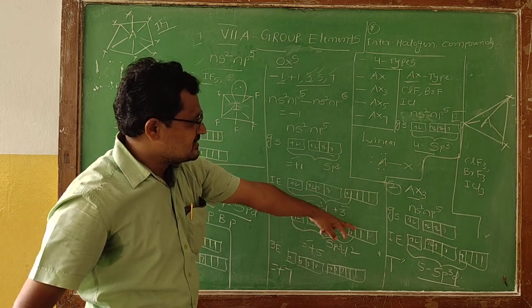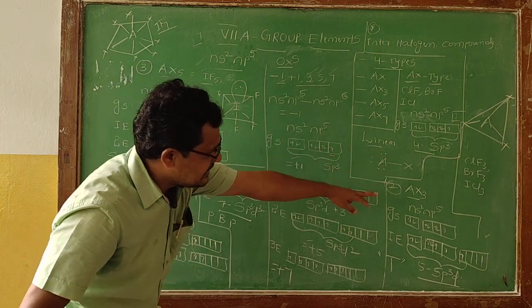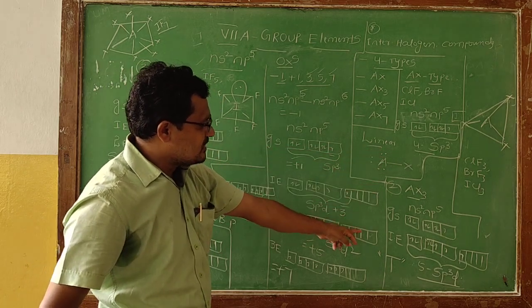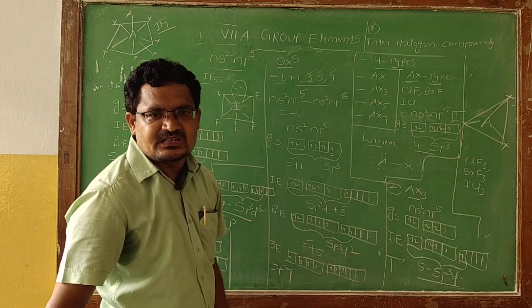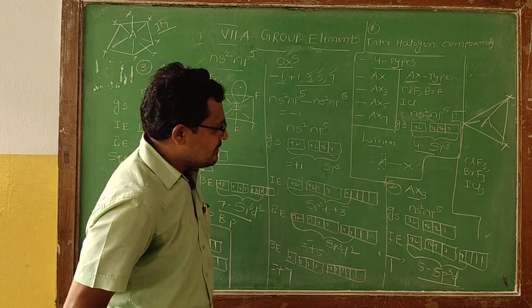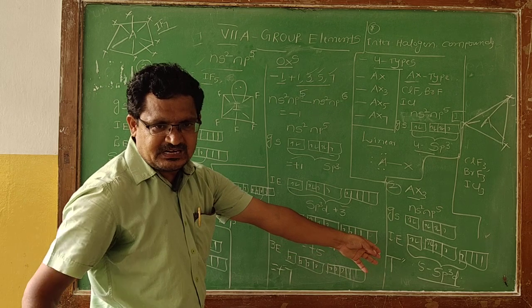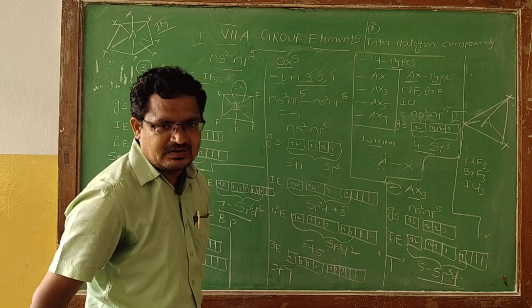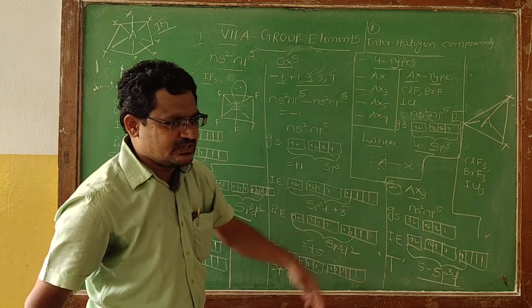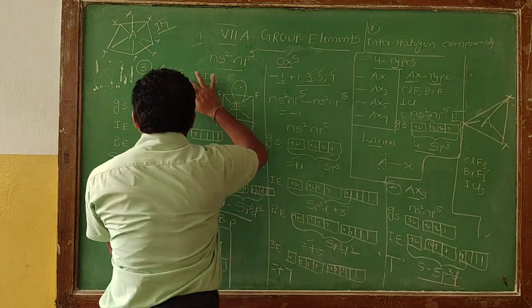Next, AX3. For AX3 the best examples are ClF3, BrF3, ICl3. In the first excitation state, there are three unpaired electrons. These three unpaired electrons undergo sp3d hybridization. The shape of the molecule is T-shaped.